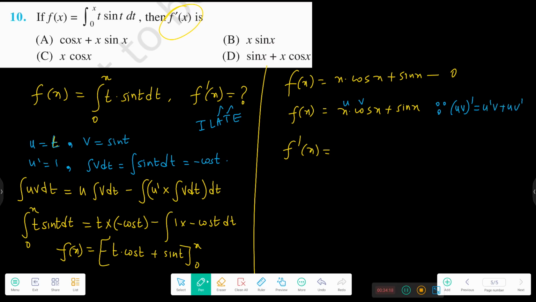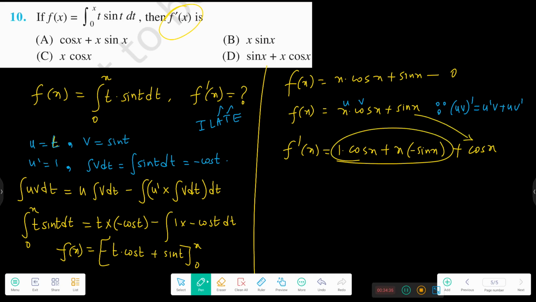So x derivative 1 into cos x plus x, let it be as it is, cos derivative minus sin. Okay, that's it. Plus sin derivative, what? Cos x. This is fully the uv derivative. This is for the sin derivative. So be careful when you go. So what do we have then? Cos x plus cos x, 2 cos x. 2 cos x minus x into sin x.